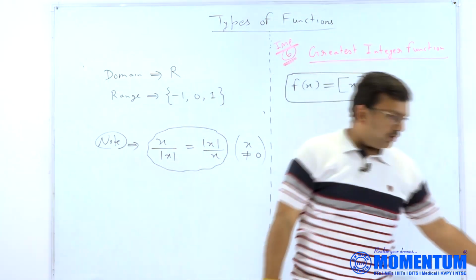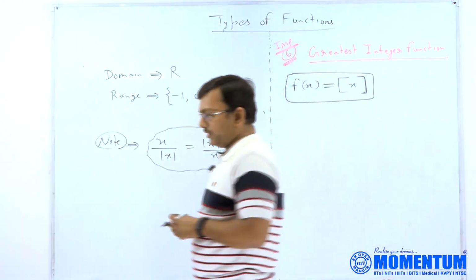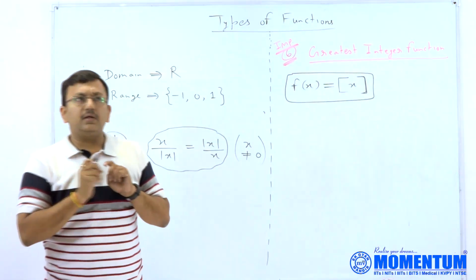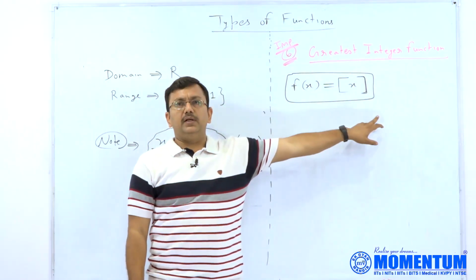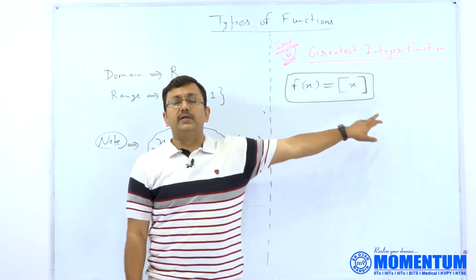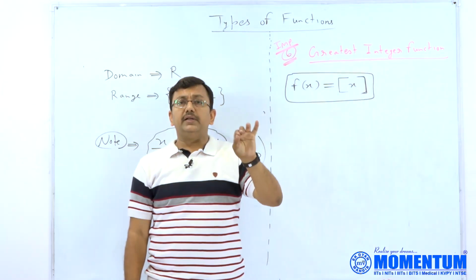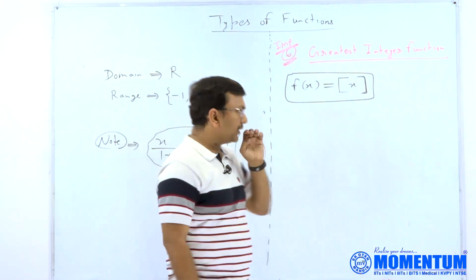As we know about mod, mod का symbol हमें पता है. mod का symbol क्या होता है? 2 vertical lines. So similarly, greatest integer has symbol square bracket. X inside the square bracket, it is called greatest integer function. Okay.